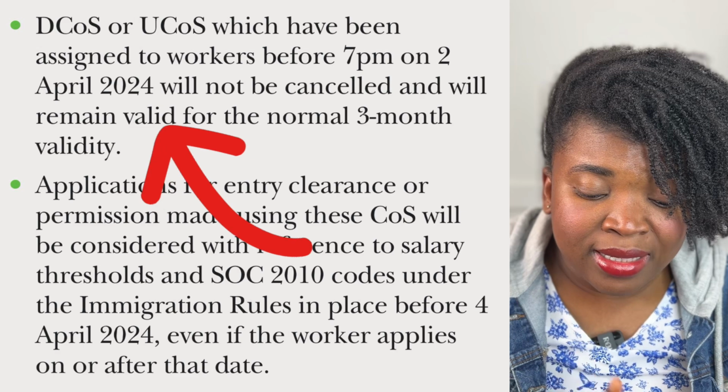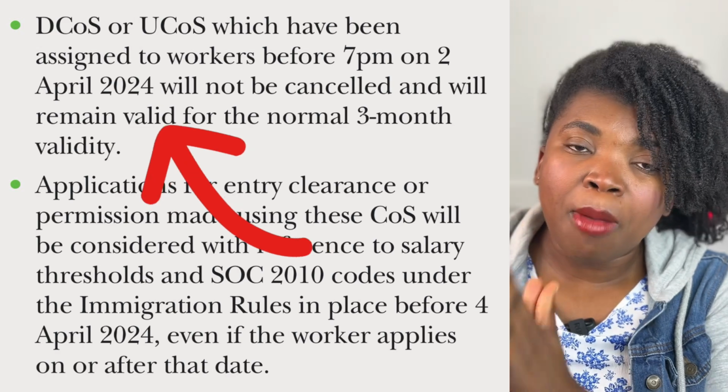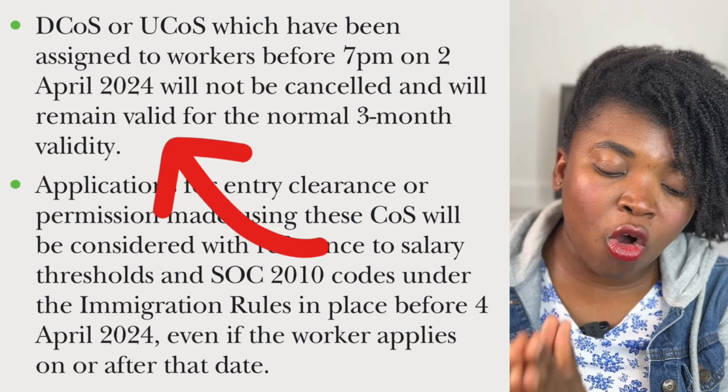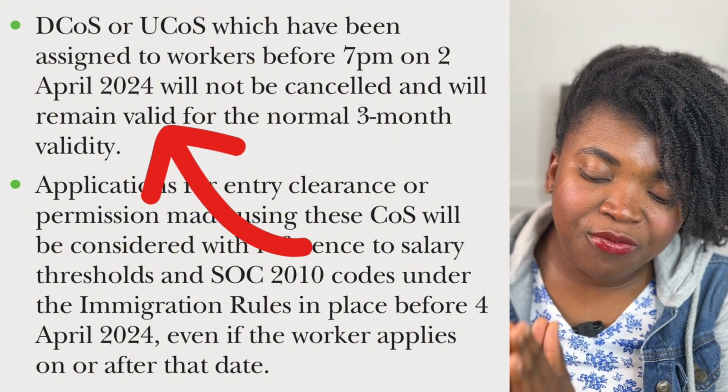It says DCOS or UCOS, which have been assigned to workers before 7 p.m. on 2nd of April 2024 will not be cancelled and will remain valid for the normal 3 months validity. Someone sent me a message. He or she asked me that, okay, she has already gotten her COS and her sponsor advised her that, don't worry, since I've issued you the COS, I've assigned it to you, and you already have your COS, it is valid till 3 months. It's not going to be cancelled. Is this true? Yes. What your sponsor said is true. It's still valid.